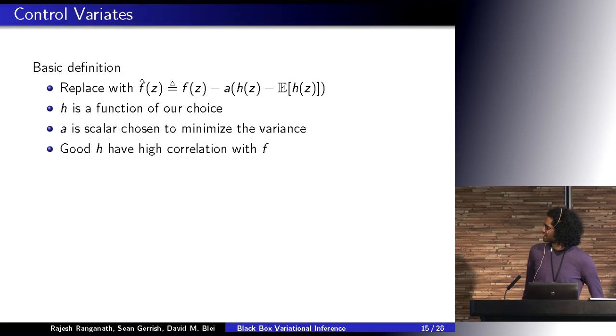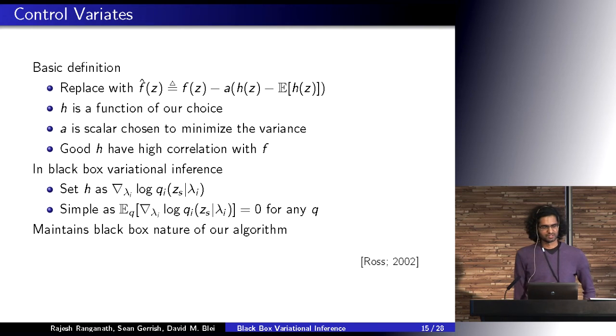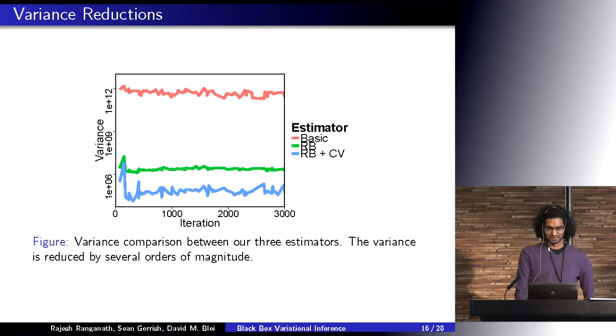So how do we choose a good h? Well, one, you can see that good h have high correlation with f. The way to see this is if you plug in f for h, you'll get a zero variance estimator. But that isn't really helpful, because if we plug in f, you see that we need to know what the expectation of f is on the right. So instead, we use something very, very simple, going along the analogy of black box variational inference. That is, we use the score function, which has expectation zero for any q. It's pretty easy to use.